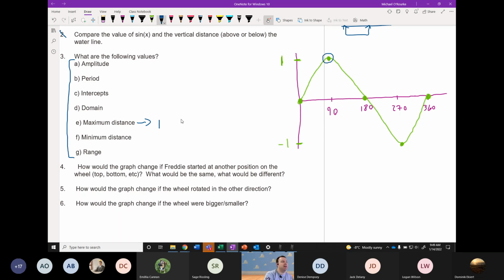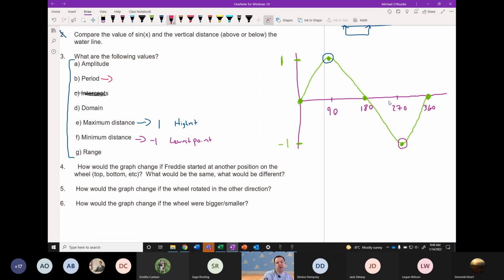So the max would be the highest point on your graph. What's the minimum? My minimum is -1. Perfect. Right? And my minimum is my lowest point. I'm not going to deal with this. We can work with domain and range. All right. Here's an interesting one we haven't learned yet.